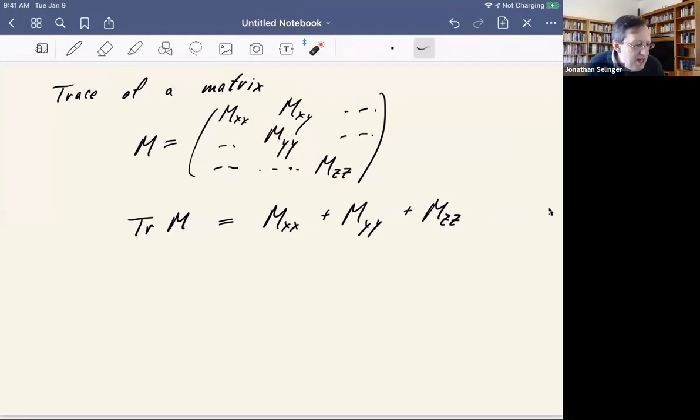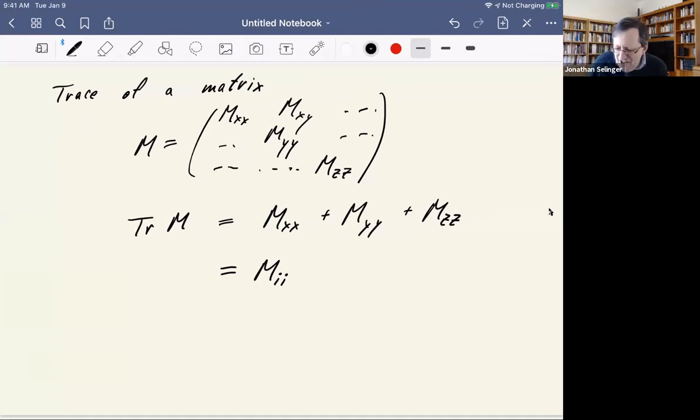This is another thing that is extremely easy to write in terms of this tensor component notation. We just write m sub i i, because here the index i is repeated exactly twice. So you automatically sum over it. So m xx plus m yy plus m zz. All right, so that is quite easy to write in terms of this notation.